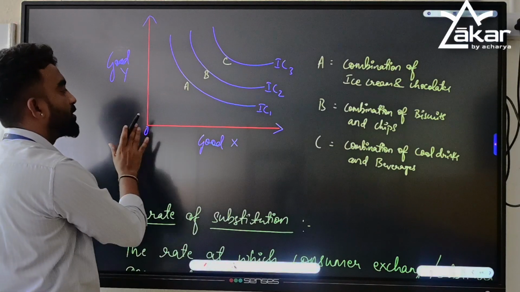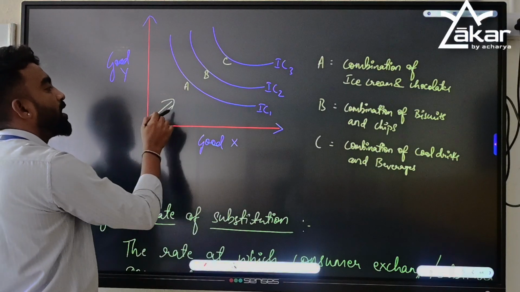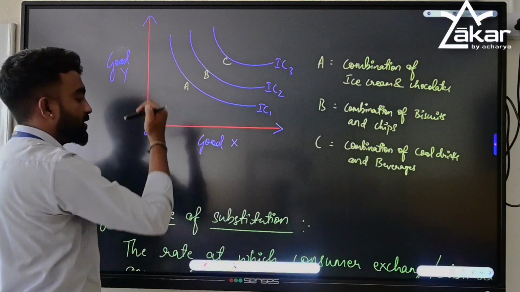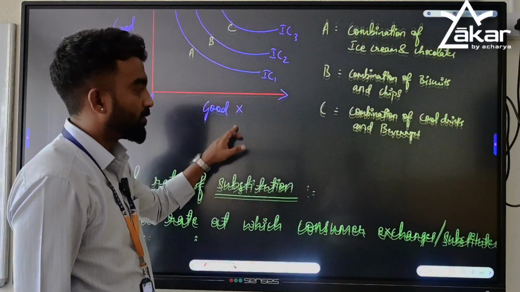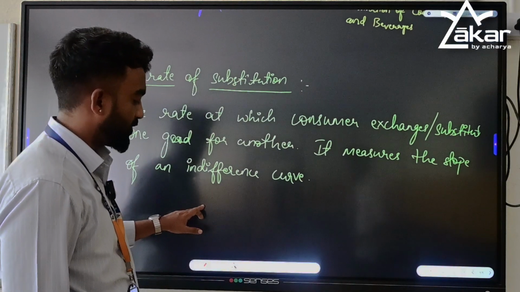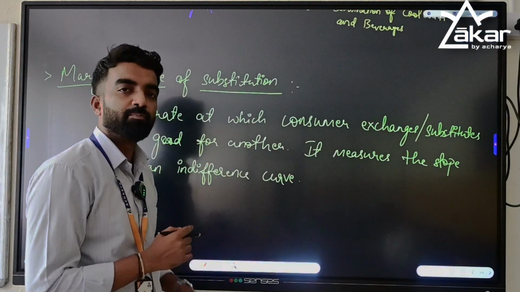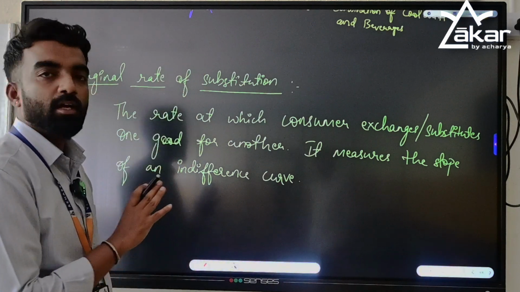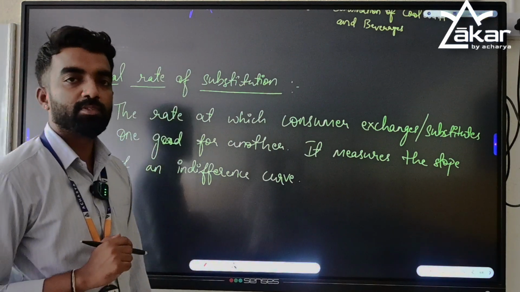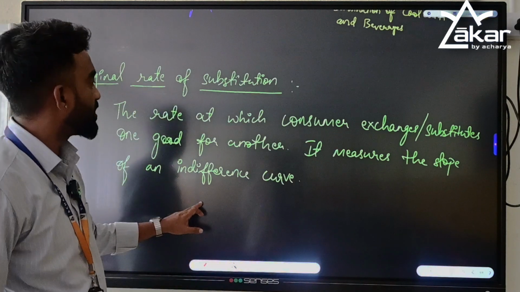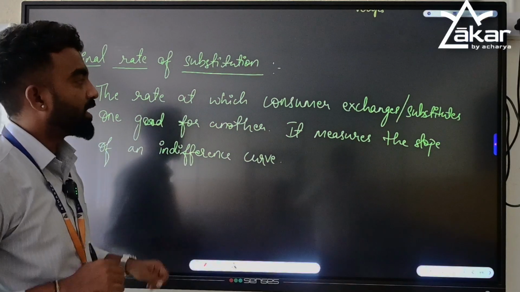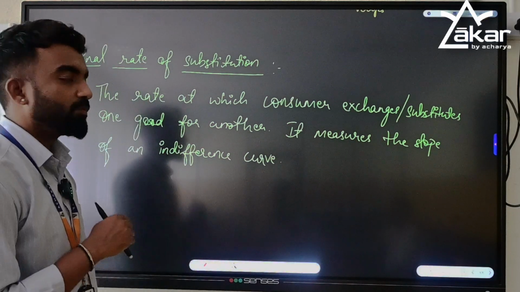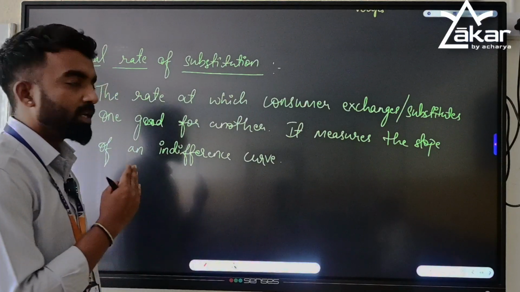This is the origin. If you are seeing from this side, it is not C, it is bulging outwards. That means convex to the origin. So why is it convex? Why is the slope bending downwards, why not upwards? The answer is given by the marginal rate of substitution. So what is the meaning of marginal rate of substitution? The rate at which a consumer is willing to exchange or substitute one good for another.